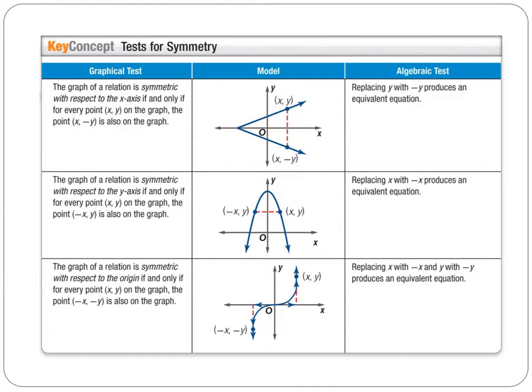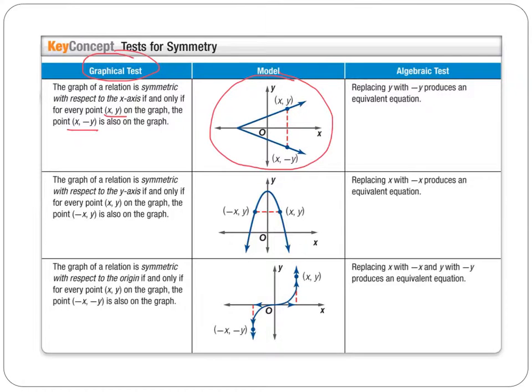Here we have key concept number 1, and it discusses the test for symmetry. We have a graphical test. The graphical test listed here states that the graph of a relation is symmetric with respect to the x-axis if and only if for every point (x, y) on the graph, the point (x, -y) is also on the graph. So what they're stating here is they give you a model or an example of what the graph might look like that has x-axis symmetry.